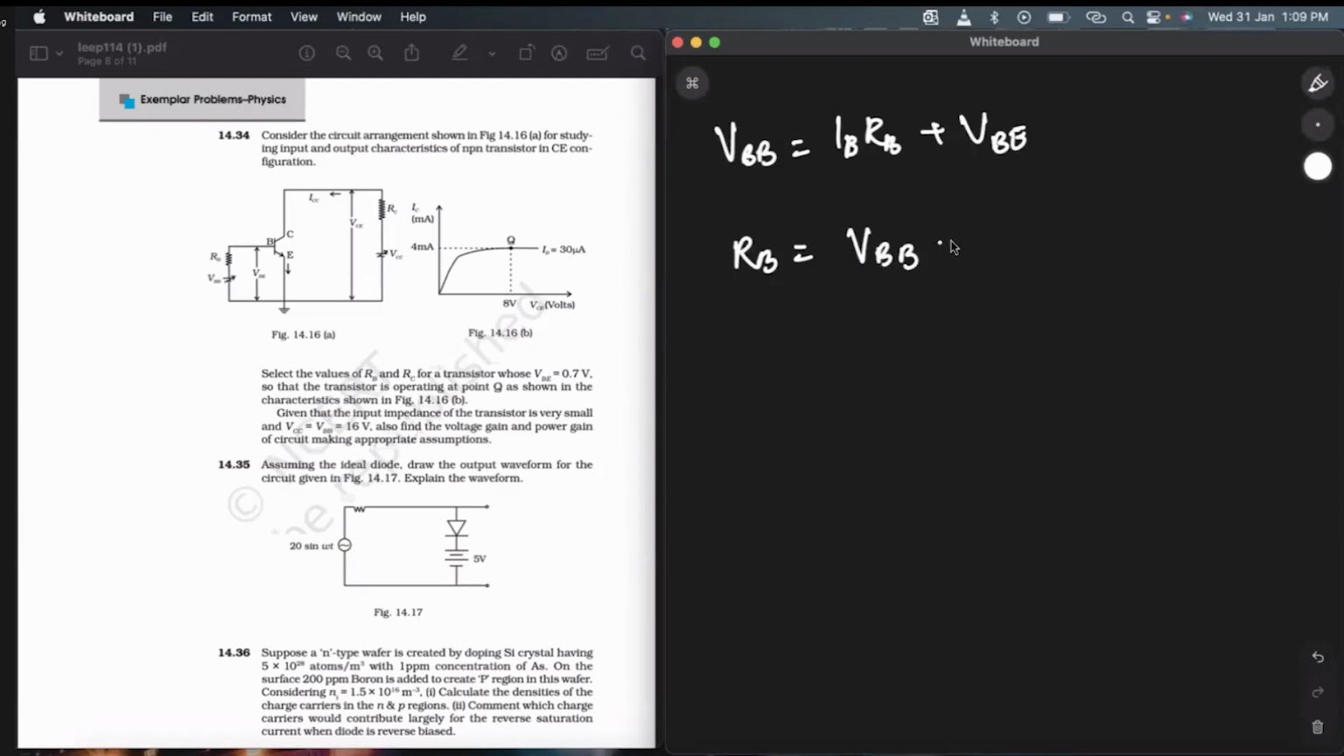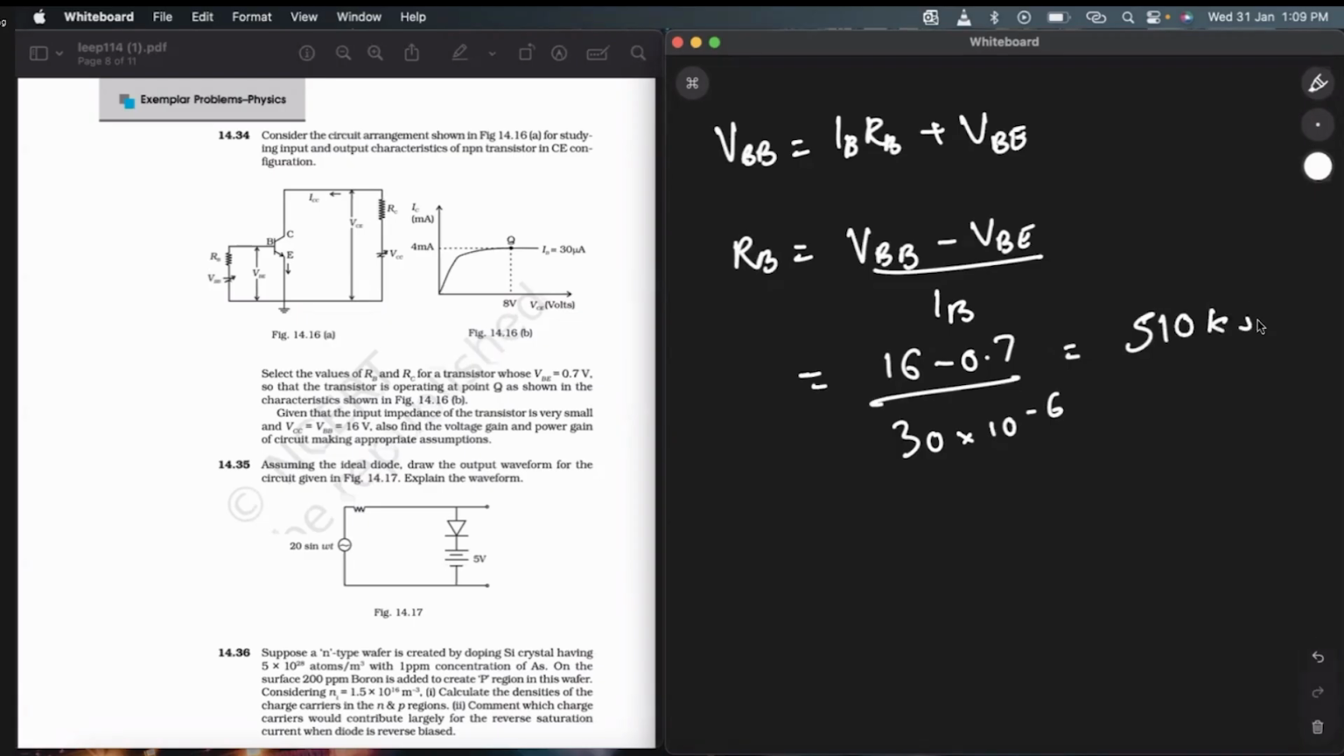So RB will be what? VBB minus VBE divided by IB. And we already know the values for them: 16 minus 0.7, and IB was 30 micro, so it will be 10 to the power minus 6. So here we will write 16 minus 0.7 divided by 30. 510 kilo ohm, correct. So it will be 510 kilo ohms.